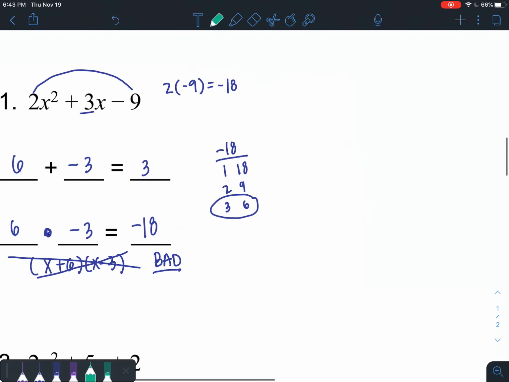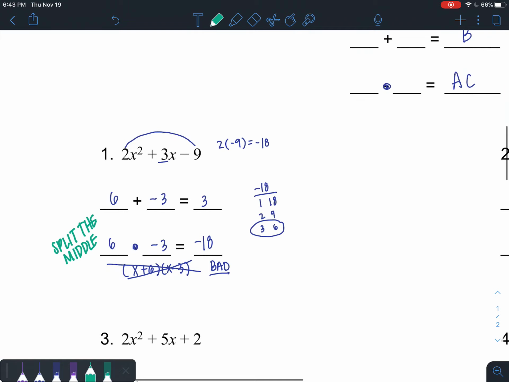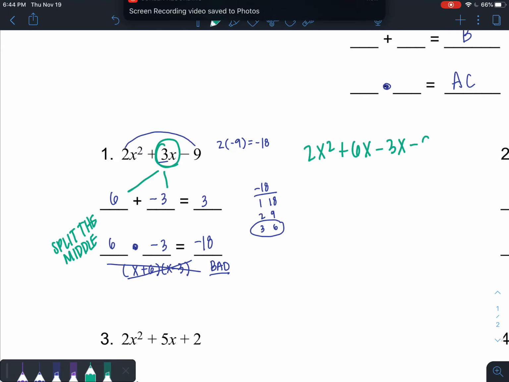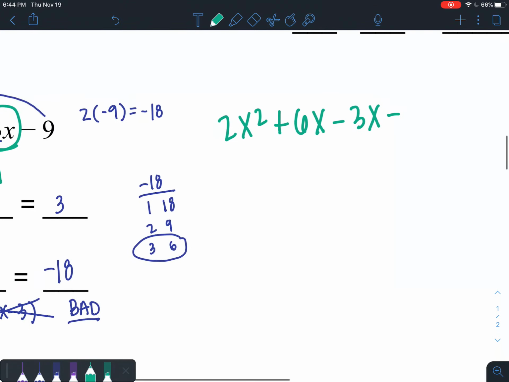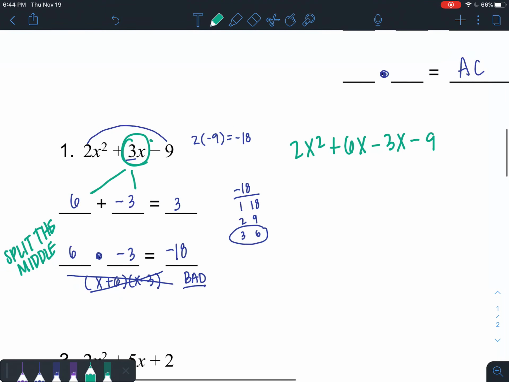Okay, so this is what split the middle is going to look like. I am going to take this middle term and split it into these two. So I'm going to have 2x squared plus 6x minus 3x minus 9. These are equal because 6x minus 3x gives me 3x. So we just basically made our problem longer.